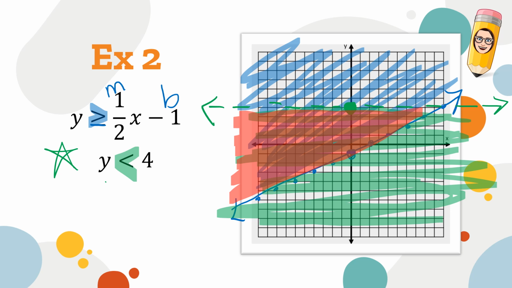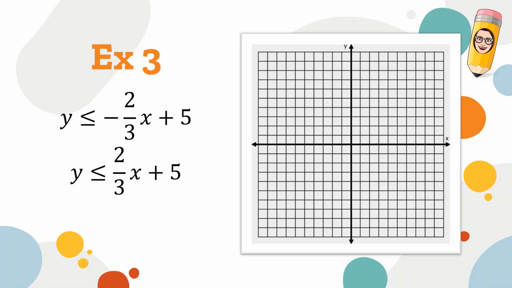Meaning I could pick this dot, it would work in both inequalities. I could pick this dot, it would work in both. I could pick this dot. Any dot in the double shaded area works. All right, let's keep going.